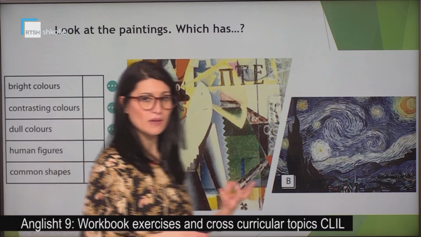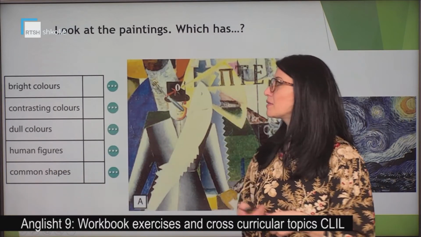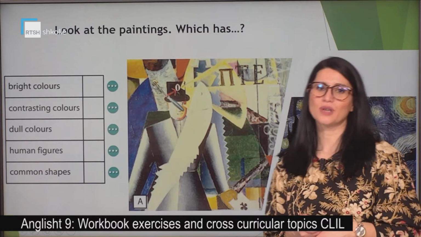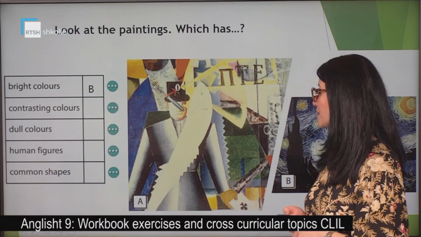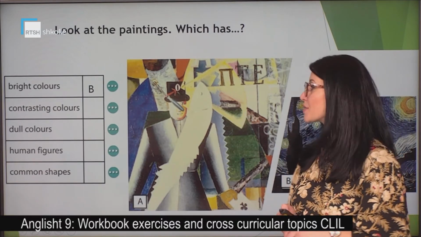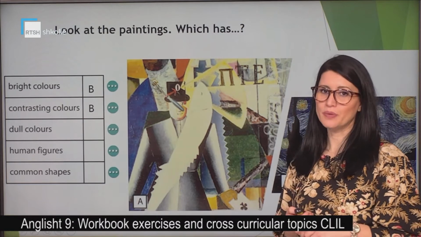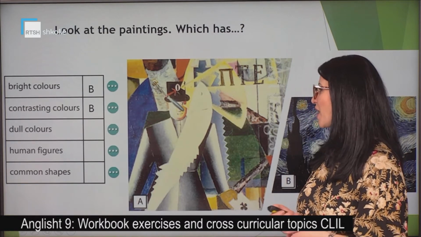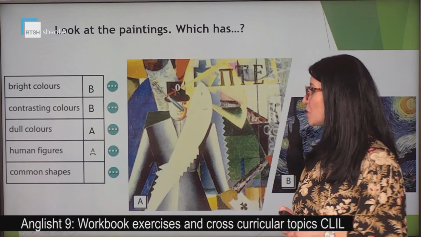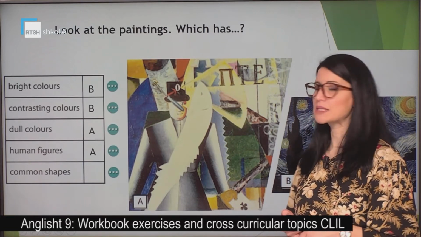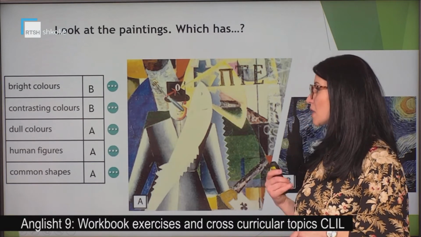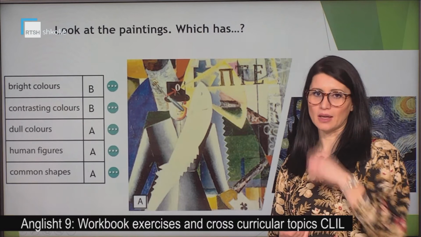Have a look at them and let's complete the table together. Which of the paintings has bright colors? It is painting B. Which has contrasting colors? It is again picture B. Which has dull colors? It is picture A. Which has human figures? Again, it is picture A. And which has common shapes? Again, it is picture A.